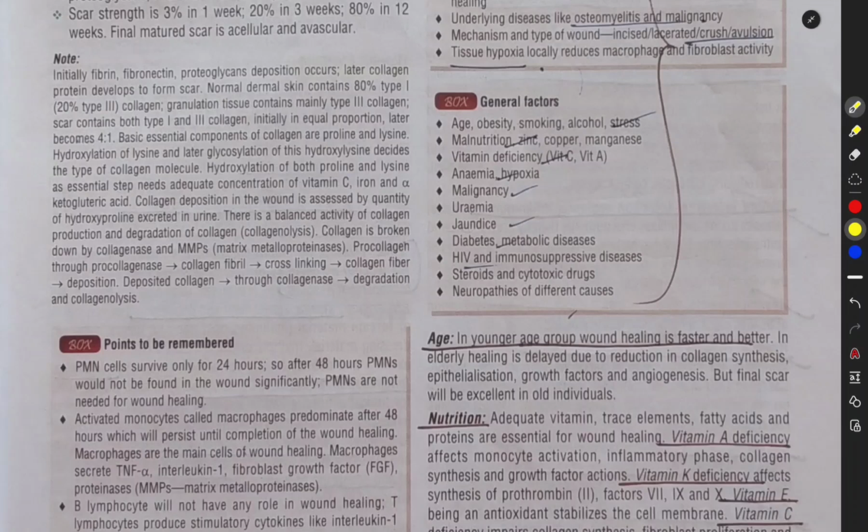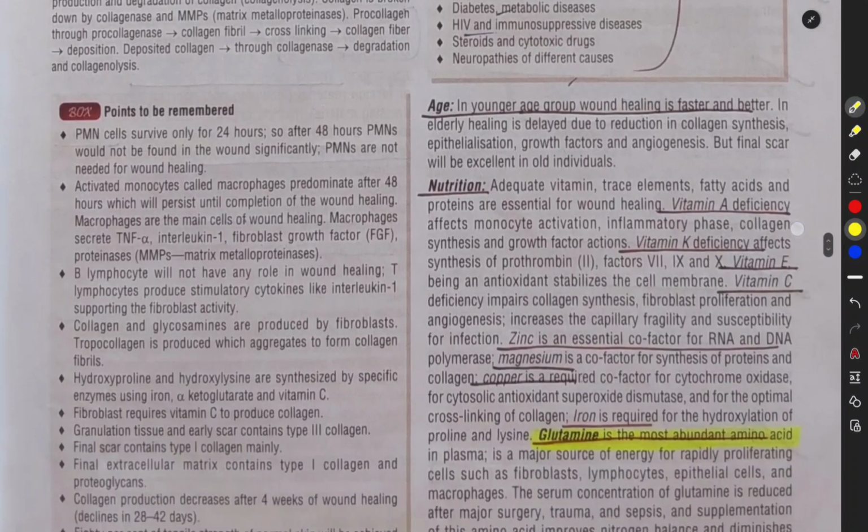If the patient is obese, smoking, alcohol, stress, any ill habits, if the patient has any malnutrition or any deficiencies of vitamin, zinc, copper, manganese, anemia and hypoxia is present. If the patient has any malignancy, uremia, jaundice, immunosuppressive diseases underlined with him like HIV, diabetes, metabolic disease, or if the patient is on steroids and has any neuropathies.